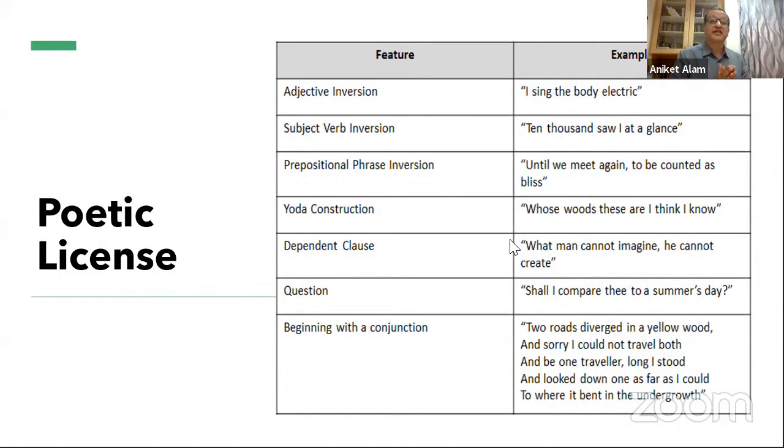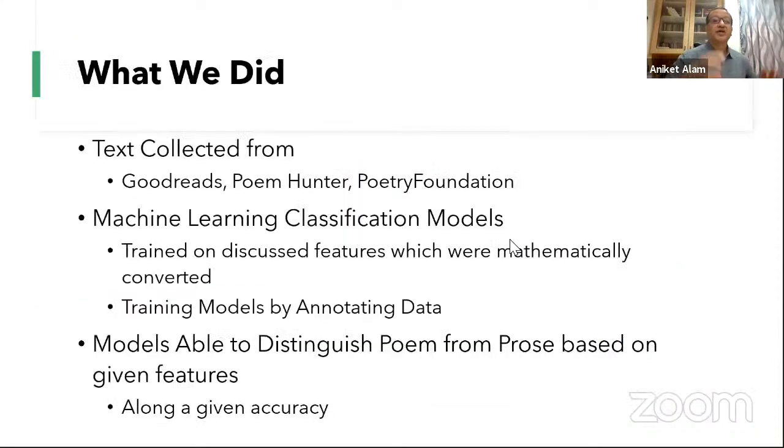So this, the inversion of the adjective, the inversion of the subject and the verb, there is the Yoda construction, or a question beginning with a conjunction. There were other rules too. So we looked at these and how those are worked with. We collected text from Goodreads for prose, large chunks from novels, primarily novels, a few short stories, and then poems.